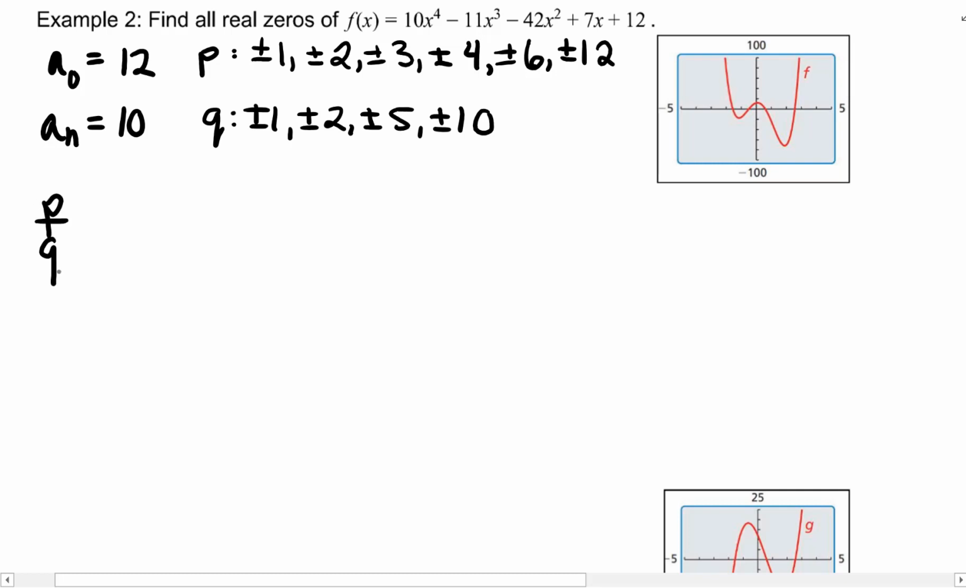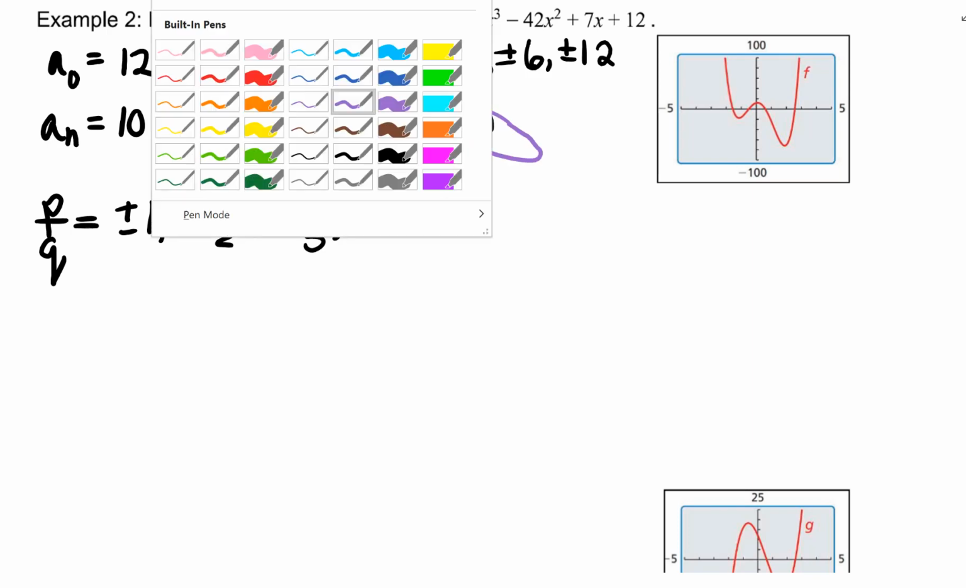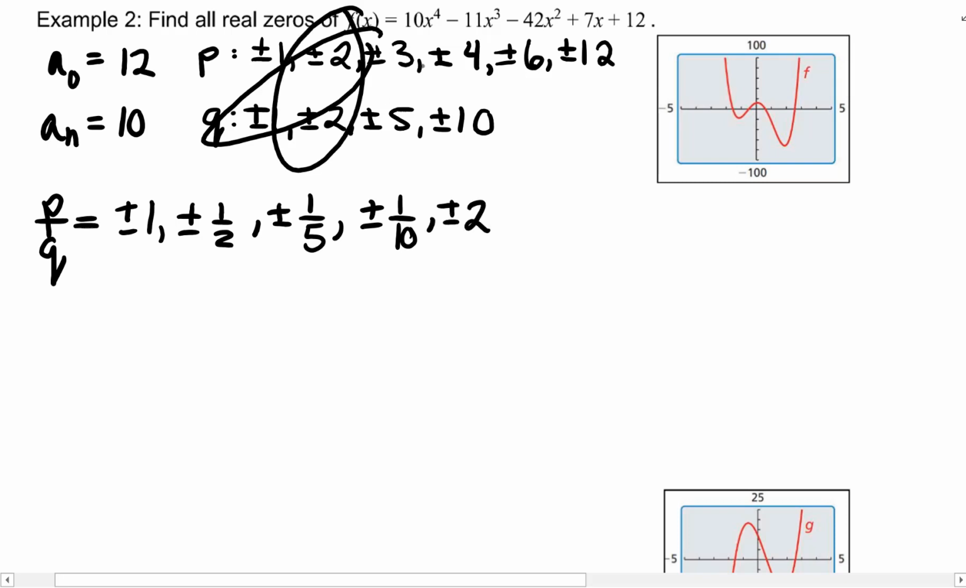To get my possible rational zeros, I'm going to include all possible ratios. That's going to be a lot. So, first option, plus or minus 1 divided by plus or minus 1 is plus or minus 1. Second option, plus or minus 1 divided by plus or minus 2 is plus or minus 1/2. Third option, plus or minus 1 over plus or minus 5, plus or minus 1 over 10. Now 2, plus or minus 2 over plus or minus 1, plus or minus 2 over plus or minus 2 is plus or minus 1.